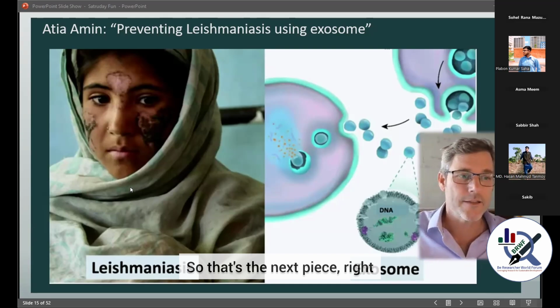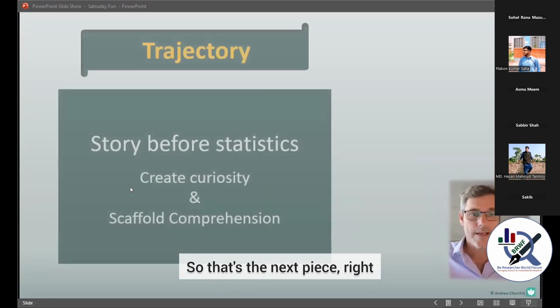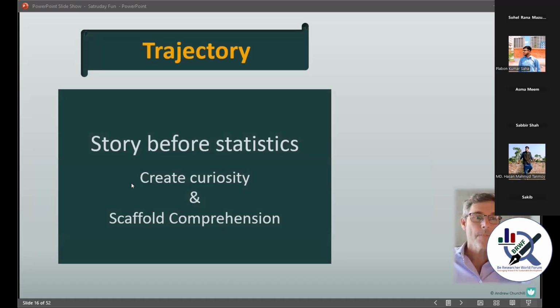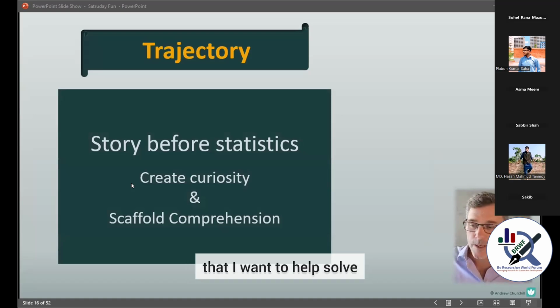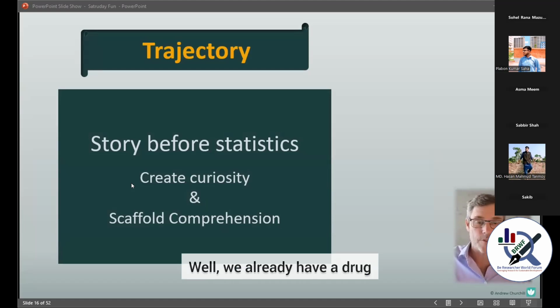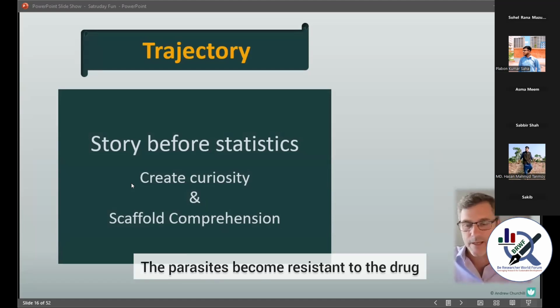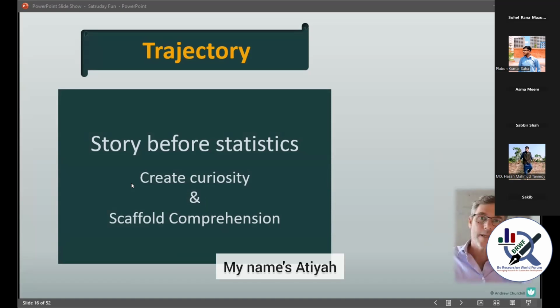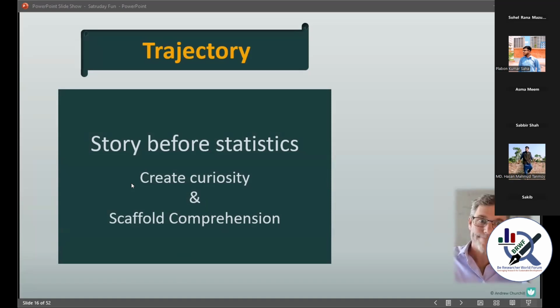So that's the next piece, right? Now that I know there's a problem that I want to help solve, how do we do it? Well, we already have a drug. Well, what's wrong with the drug? Well, the parasites become resistant to the drug. Well, what can we do about it? My name's Atya, and I'm going to tell you what we can do about it.